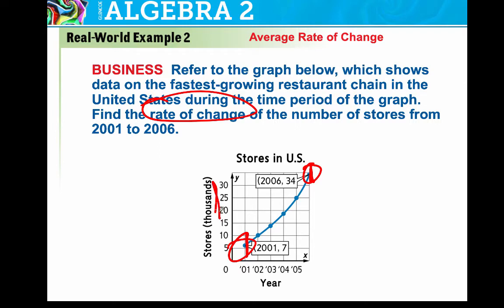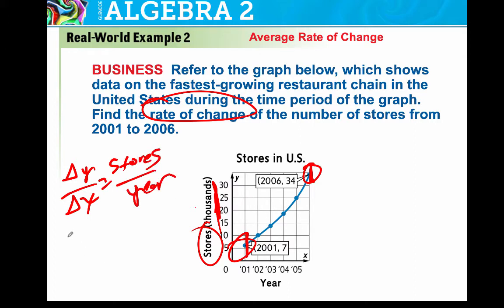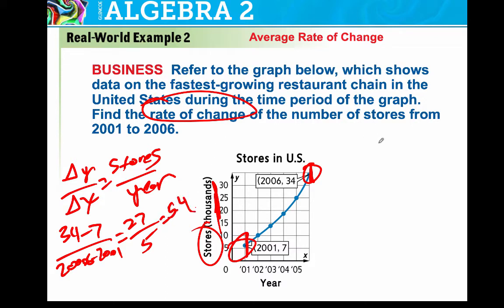Notice it's in thousands. So when we do our change in y over change in x, now you can really see it because it's stores. So this is going to be stores per year. So now we're going to do 34 minus 7 over 2006 minus 2001, which is 27 over 5. And what is 27 divided by 5? I think it's 5.4. Now again, these are averages, rate of change. So 5.4 stores per year.